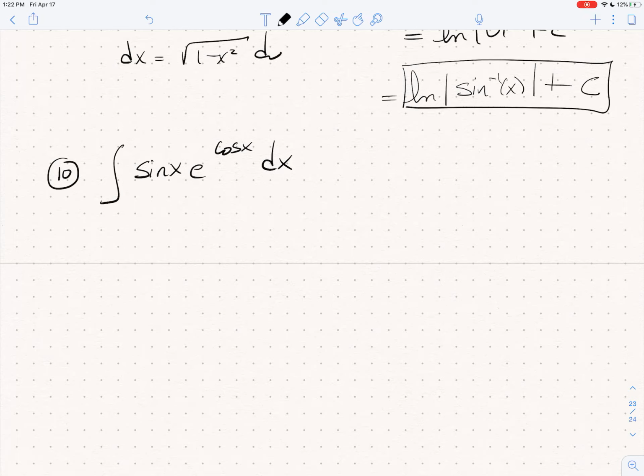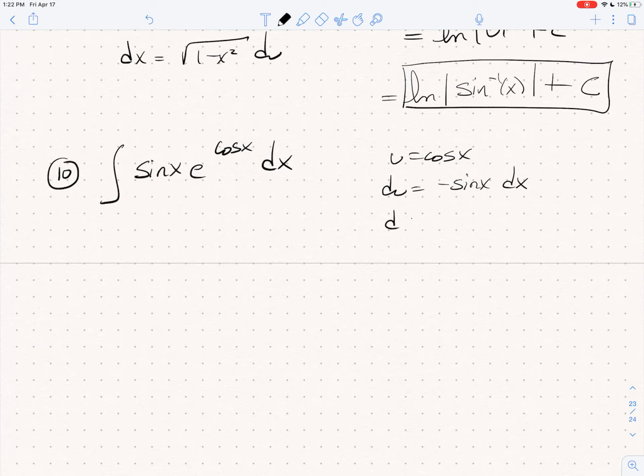What's u going to be? So we're looking for function composition, and we also want the derivative of our choice of u to show up as a product. And so here there is clear function composition, right? Your choice of u, hopefully you can see right away, should be cosine of x, and du should be minus the sine of x dx.